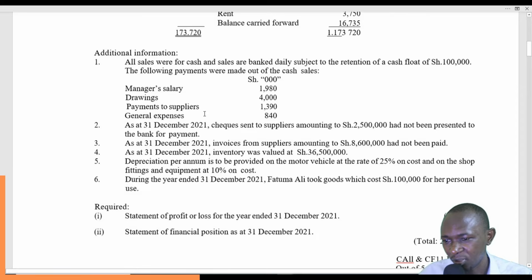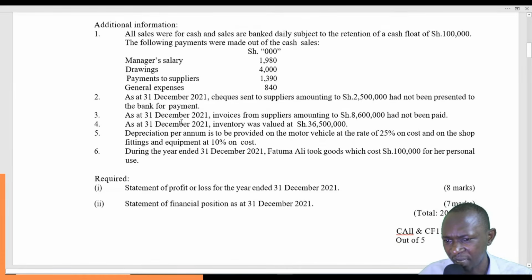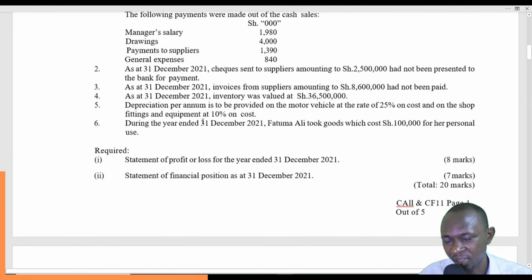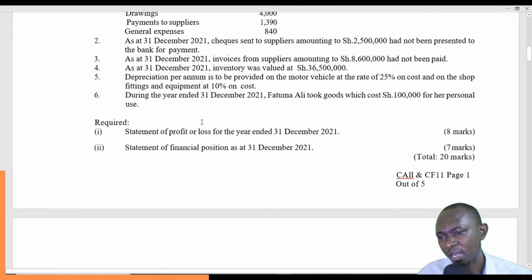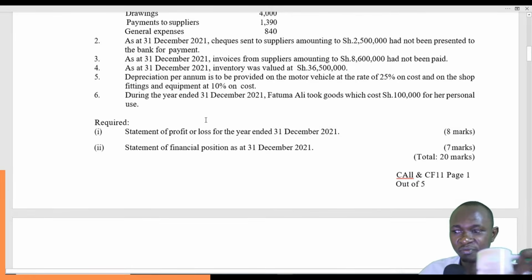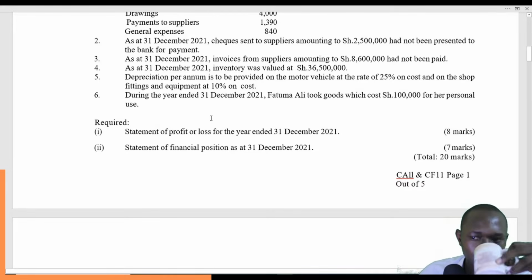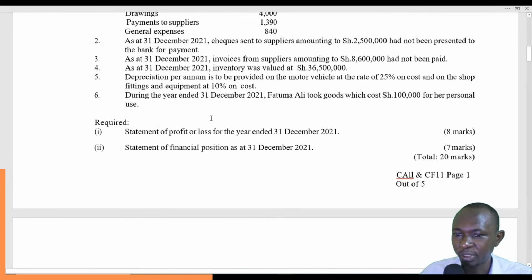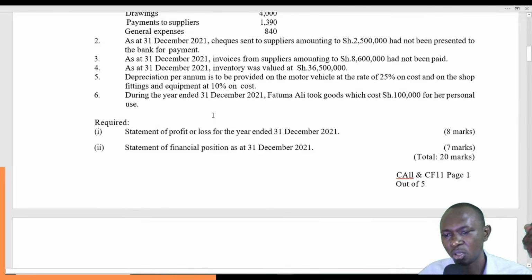As at 31st December 2021, checks sent to suppliers amounting to 2,500 had not been presented to the bank for payment. As at 31st December 2021, invoices from suppliers amounting to 8.6 million had not been paid. Inventory was valued at 6.5 million. Depreciation per annum is to be provided on the motor vehicle at the rate of 25% on cost, and on the shop fittings and equipment at 10% on cost. During the year, Fatuma Ali took goods which cost 100,000 for personal use.